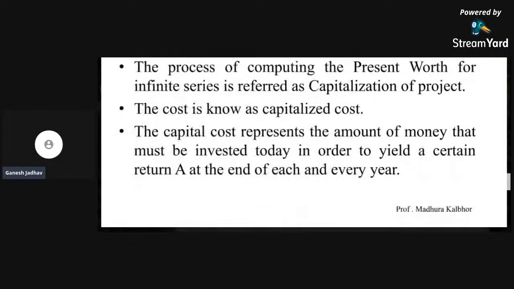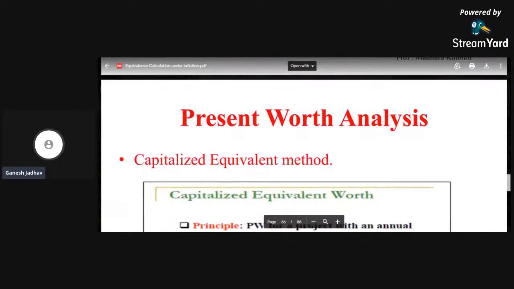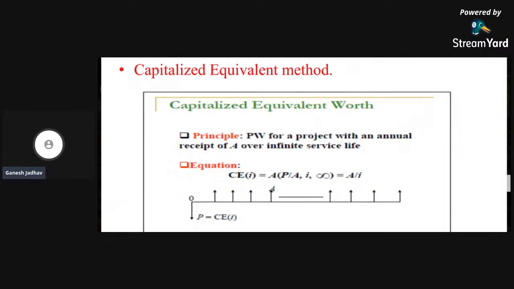The cost is known as the capitalized cost. The capitalized cost represents the amount of money that must be invested today in order to yield a certain return at the end of each and every year. So this is the capitalized equivalent method, because here it is the longest period. This is the principle.